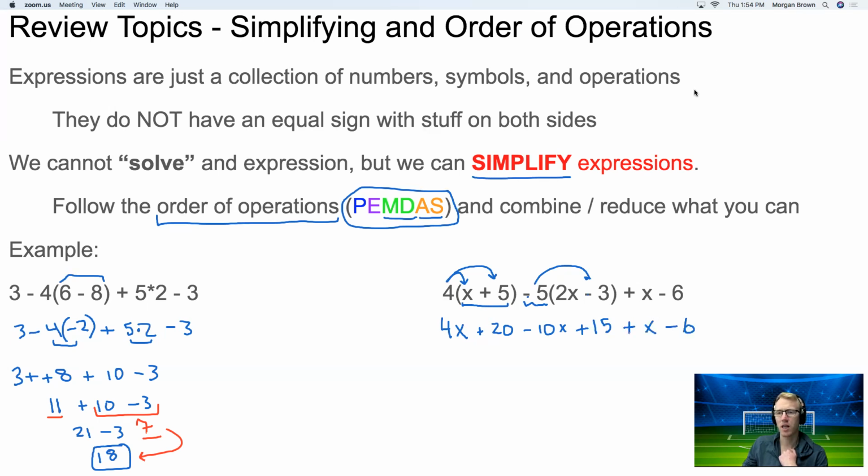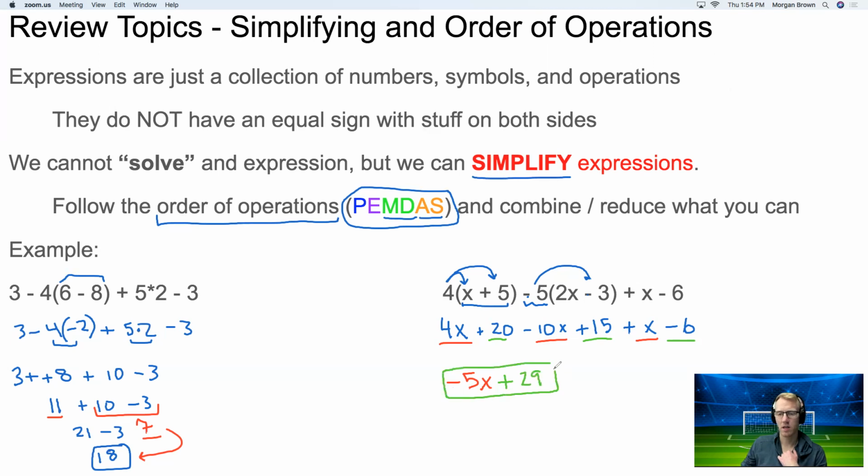Now we want to see if there's any like terms that can be combined. And remember, you can only combine things with the same variable and the same power. So these are all x's. So 4x minus 10x and plus 1x. So again, I'm adding and subtracting in any order I want. So I'm going to take the 4 and the 1 and add them together and get 5, and then do 5 minus 10 to get -5x. Then I'm going to switch color here. I'm going to have my plus 20, my plus 15, and my -6. So I'm going to do 15 minus 6 is 9, and then 20 plus 9 is 29.